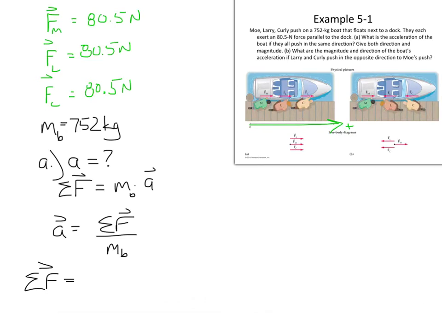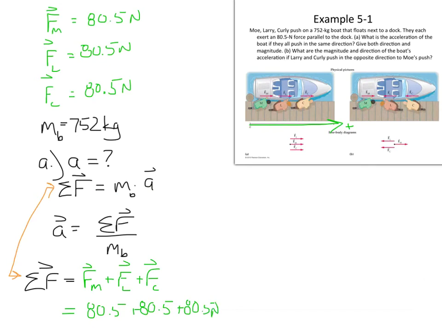While it's true that the net force on the object equals mass times acceleration, it's equally true, and I'll draw a little connector right here, that the net force on the boat equals the sum of all those forces: force from Moe, force from Larry, and then force from Curly. So that is 80.5 plus 80.5 plus 80.5 newtons. What is 80.5 times 3? I get 241.5 newtons that they are all applying together in the same direction.